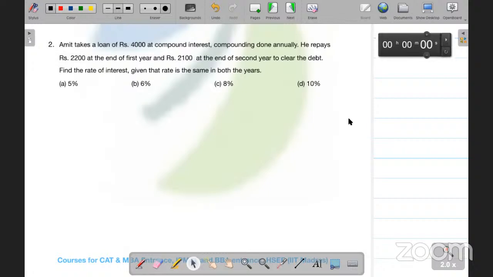Subodh, 6 years, I'm afraid, is not the right answer. Anybody else who's got the right answer? Anybody else who's got the answer? No. Okay. So this is really a simple one.